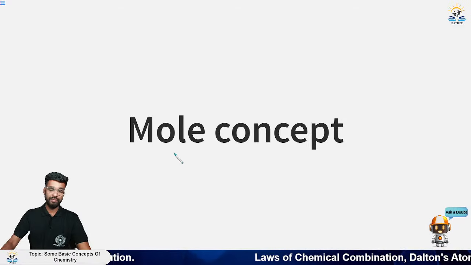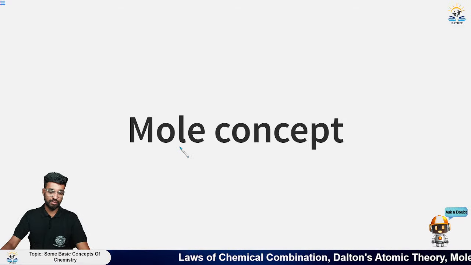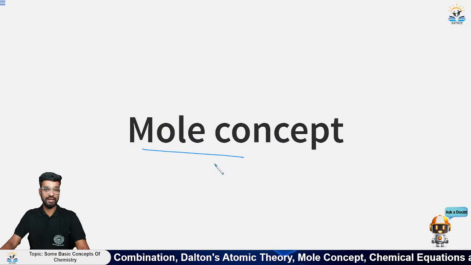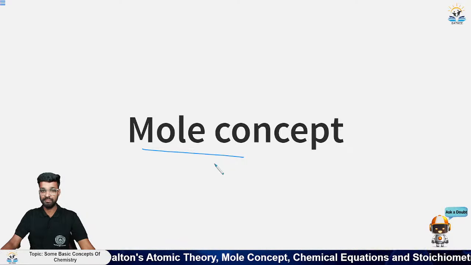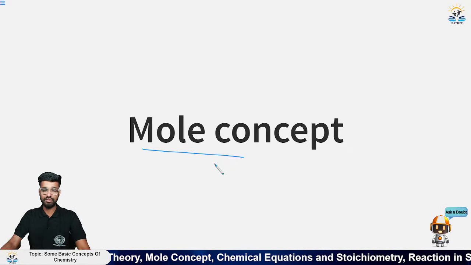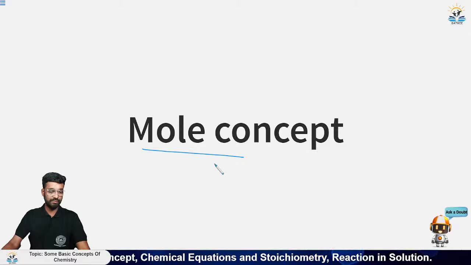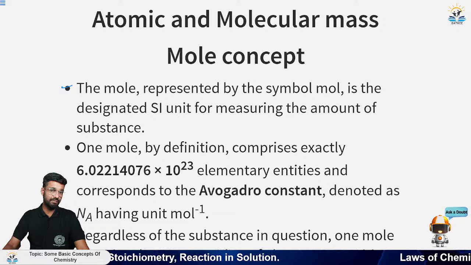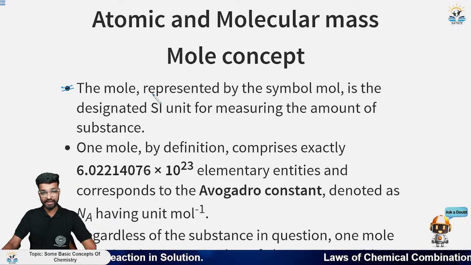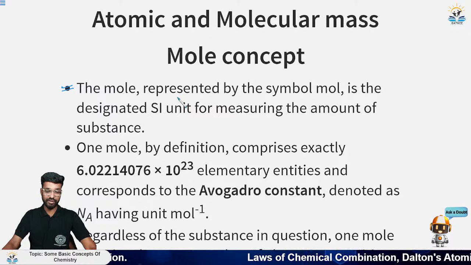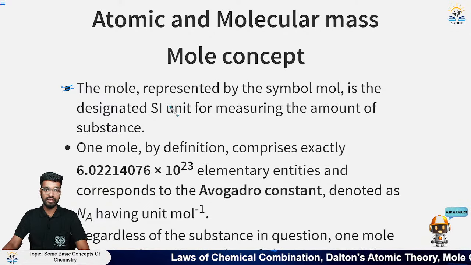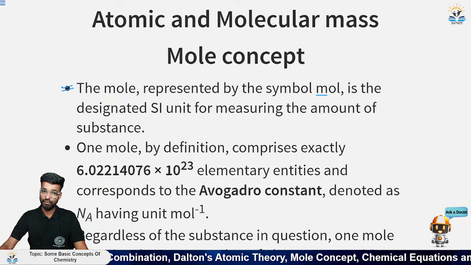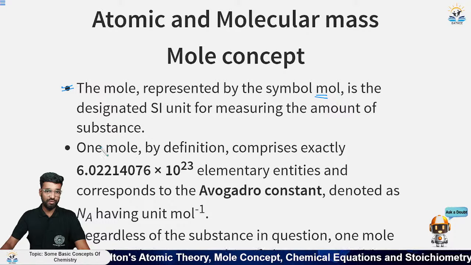Now we will move to the most important concept of this chapter, that is the mole concept. You should be clear about this mole concept because it will be helpful in your thermochemistry, ionic equilibrium, and then in your chemical equilibrium also. So it is the most important concept of this chapter. The mole concept is the way of counting elementary entities. It is the SI unit in science to calculate the number of things, and it is represented by the symbol mol. So what is 1 mole?